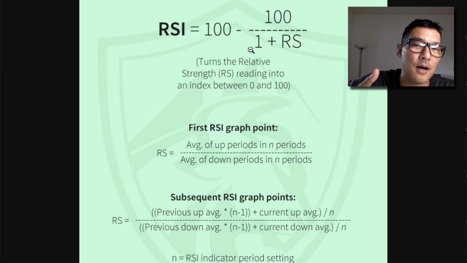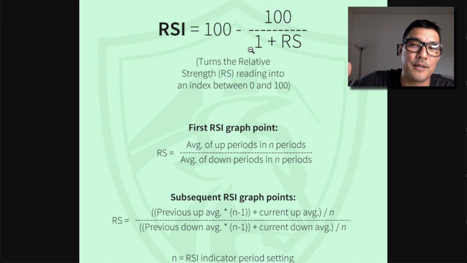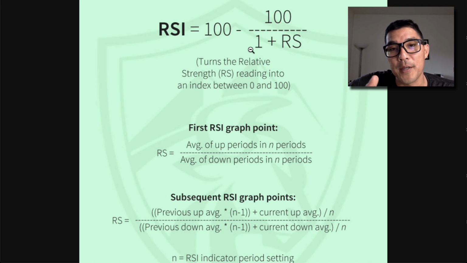Even if you're trading stocks, futures, or Forex, the RSI is always going to be between 0 and 100. If you just used the RS, you would have something different because there are different decimal points and different ways of expressing the price value in different markets. That's why the RSI indicator is handy, because it can be used across all markets.